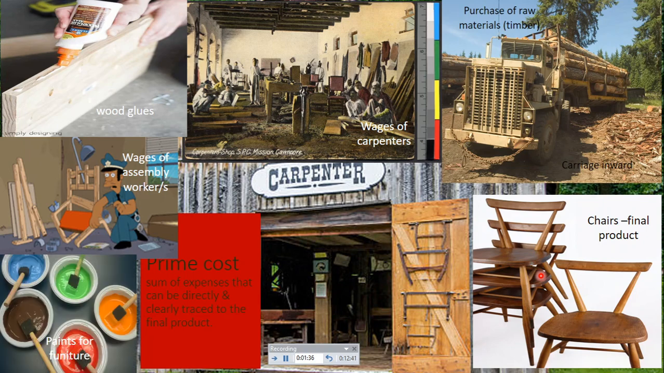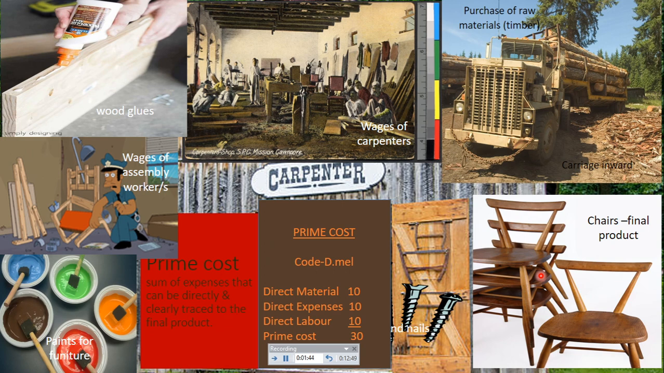The paints required to color the chairs are also your direct cost. The screws and nails used in the chairs are also your direct cost. So that's the conclusion of prime cost. Code DMAIL: direct material 10, direct expense 10, direct labor 10, add it up, you get a prime cost of 30.